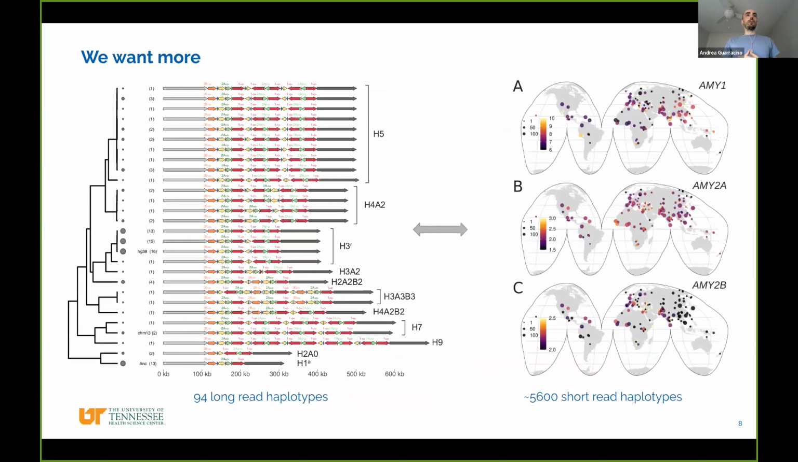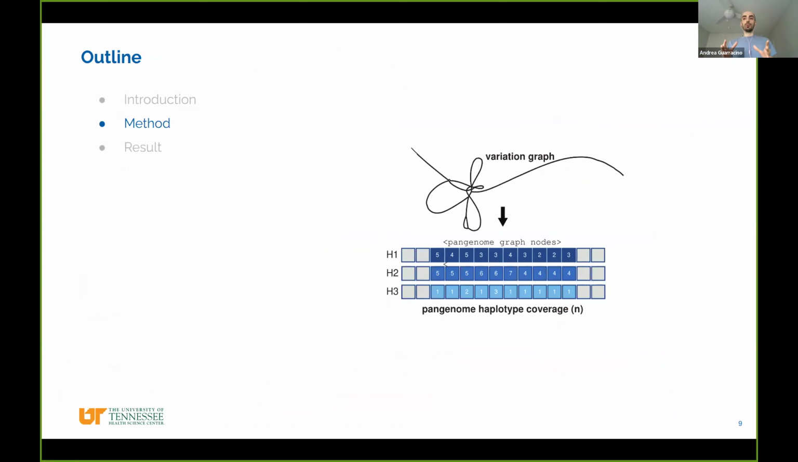But of course, when you study something, you always want more. With the human pangenome, we were able to study the copy number variation in this locus in almost 100 haplotypes. But we would like to have a way to infer these structural configurations in the thousands of short-read samples that you can find online. And that's why we developed a method to exploit the pangenome in the form of the pangenome graph to genotype read samples.